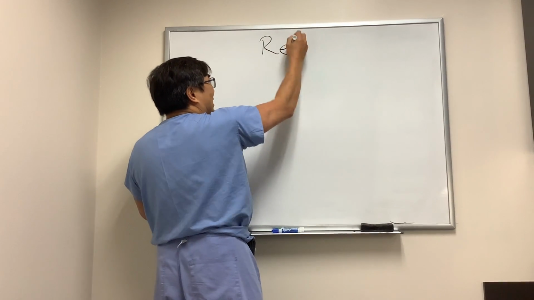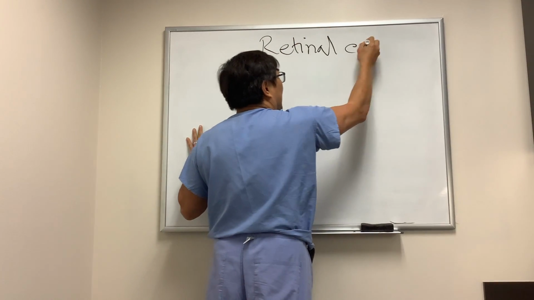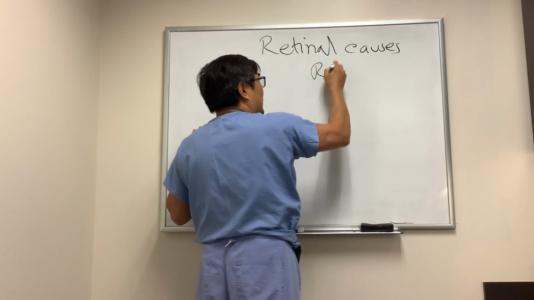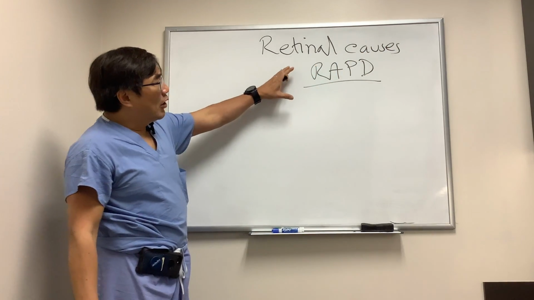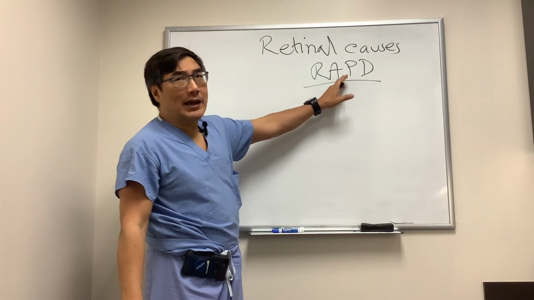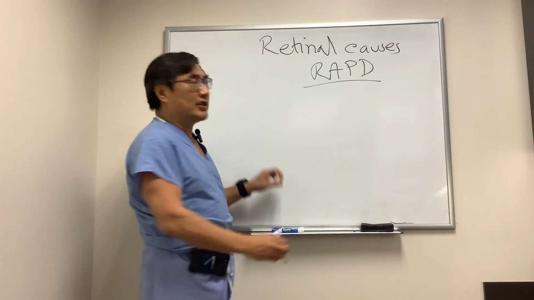So someone wanted to know about the retinal causes of a relative afferent pupillary defect, and you should look at that video on RAPD to know that that localizes to a defect in the pupil pathway on the afferent side that's relative to the fellow eye.